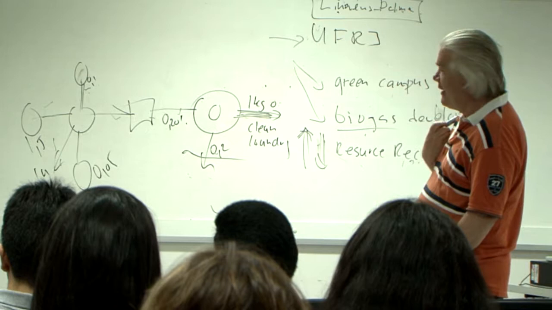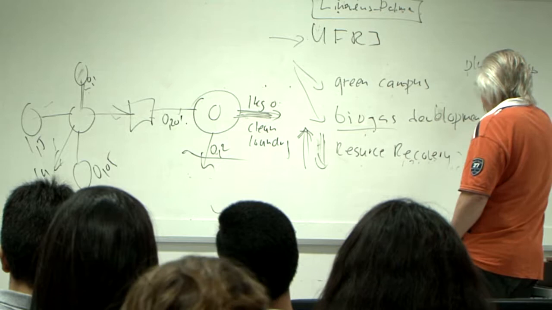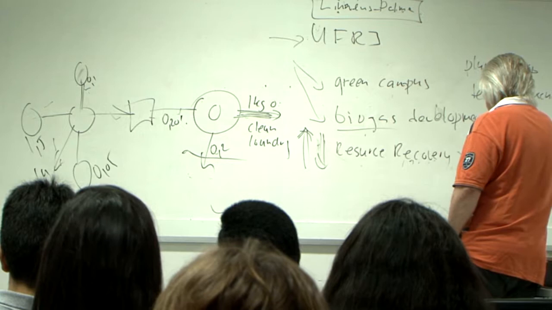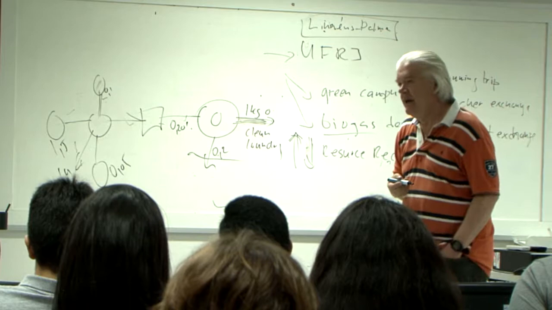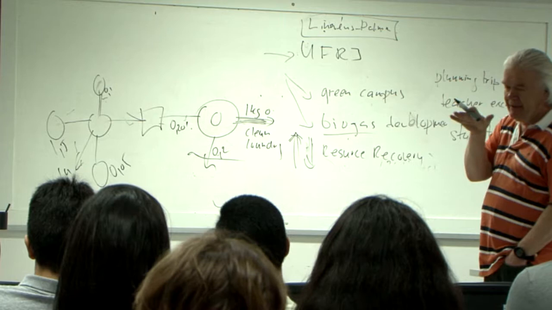So it's actually a process where it starts with the planning trip. After that is a teacher exchange. And if the application succeeds, it will also be a student exchange. And they have funded everything: traveling costs, accommodation, etc. So this we have started with the UFRN.